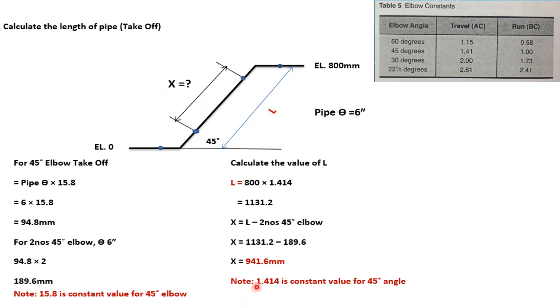Note: 1.414 is the constant value for a 45-degree elbow. Where did we get this value? See the table. 45-degree elbow, 1.414.